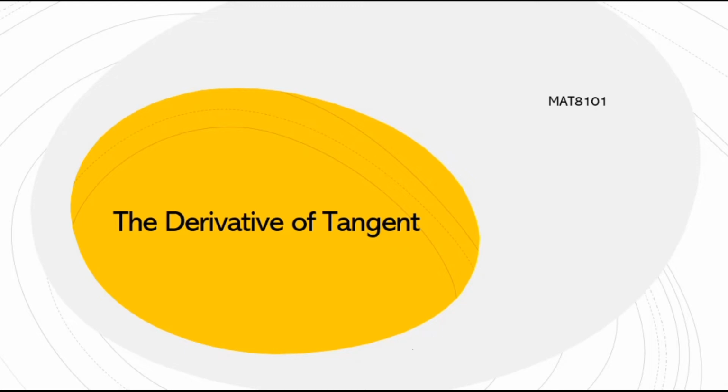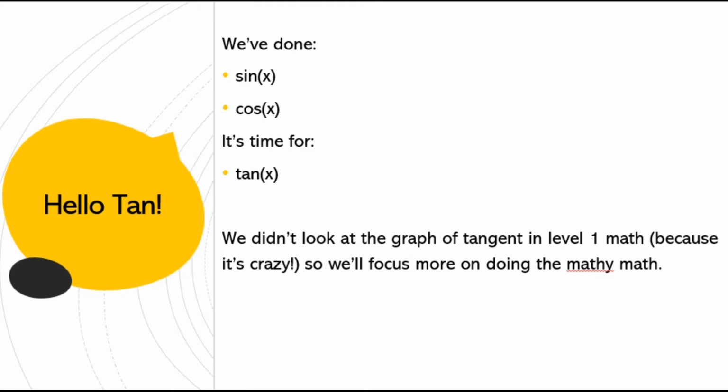For MAT 8101, we're going to finish off our trig derivatives by looking at the derivative of tangent. Not the tangent line, but the tangent trig ratio. Of course, there are other trig ratios we could look at the derivatives of, such as secant, cosecant, and cotangent, but we're not. We're just going to do the main ones, and we're going to do tan right now.